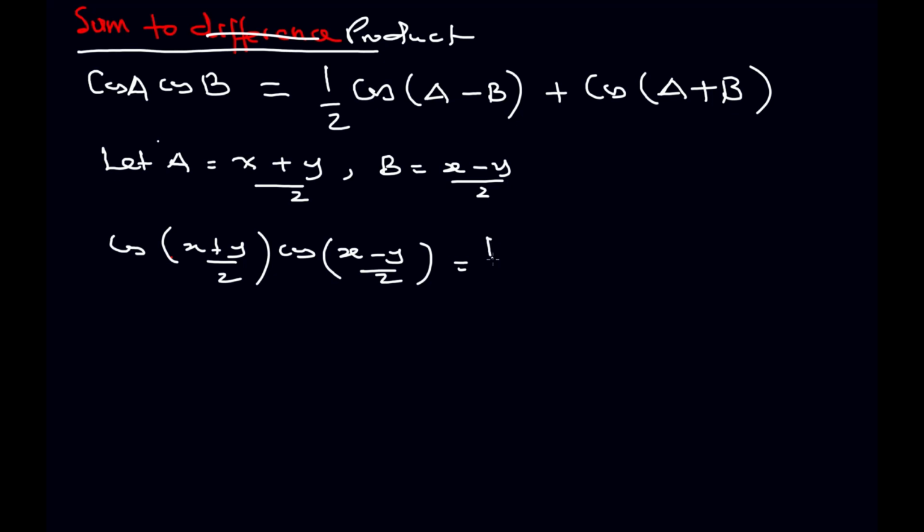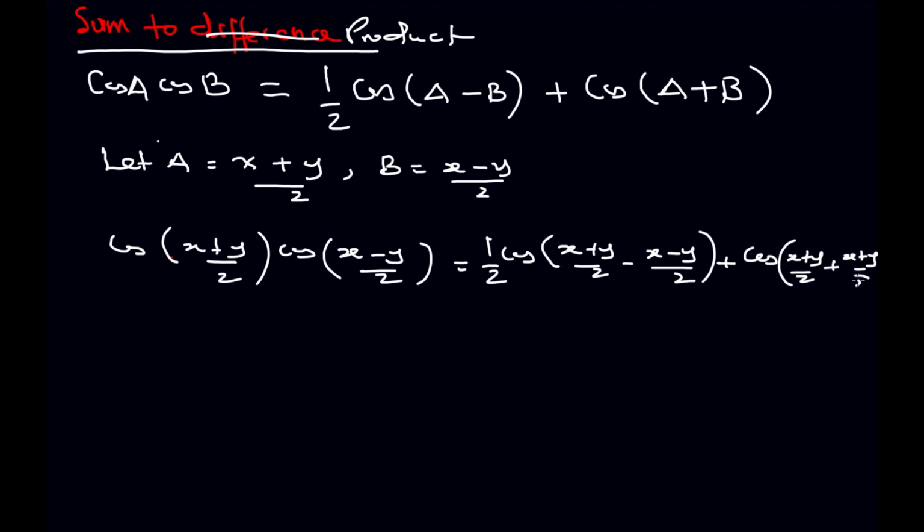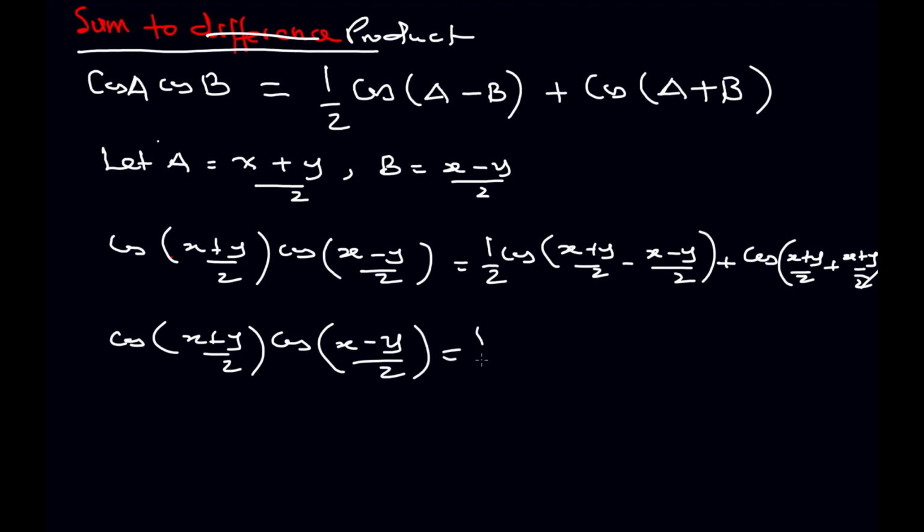Then this side, we're going to have half cos of x plus y over 2 minus x minus y over 2, and these are adding here. So we're going to say plus cos of x plus y over 2 plus x minus y over 2. Now here we're going to maintain cos x plus y over 2, then here we're going to have cos x minus y over 2. Then we're going to have half here.